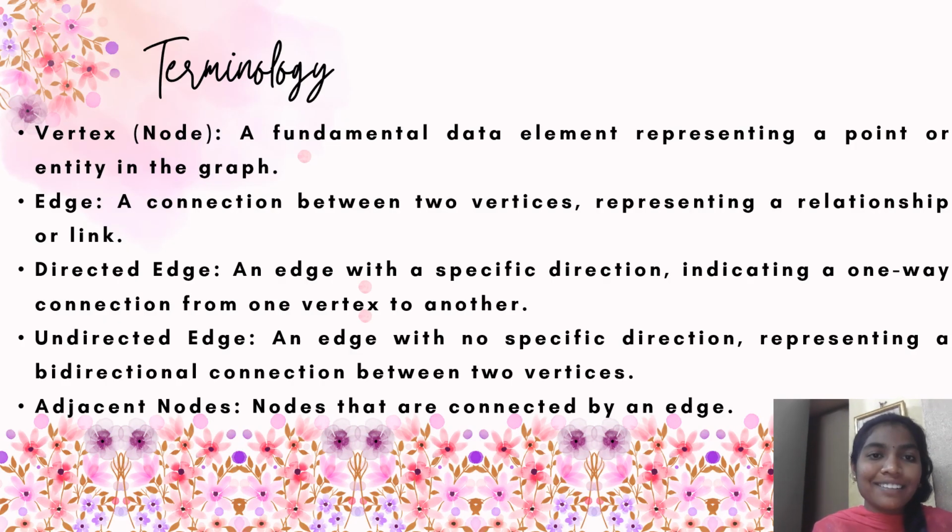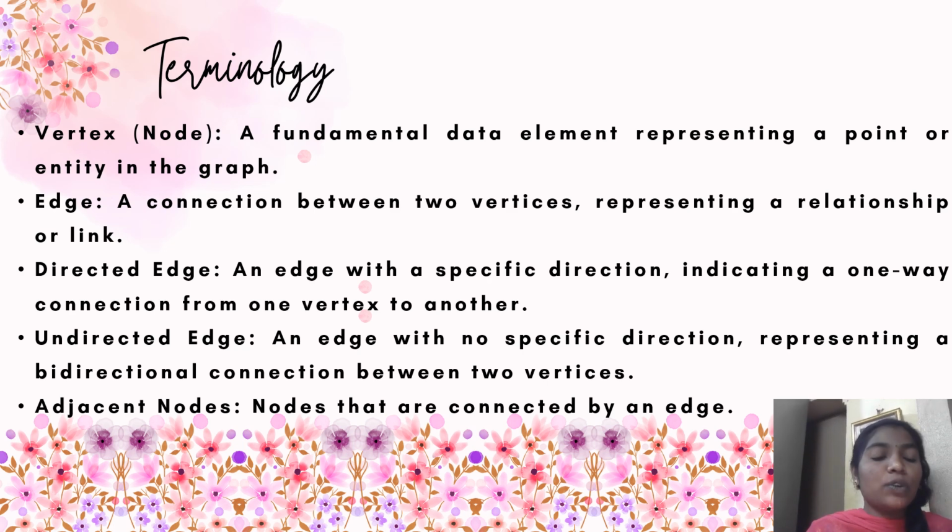Now let us move to the terminology of a graph. First, what is a vertex or a node? A fundamental data element representing an entity in the graph is called a vertex. Edge: a connection between two vertices is called an edge. Directed edge: an edge with a specific direction indicating a one-way connection from one vertex to another vertex. A graph is said to be a directed graph if all the edges have direction. Undirected edge means an edge with no specific direction representing a bidirectional connection between two vertices.